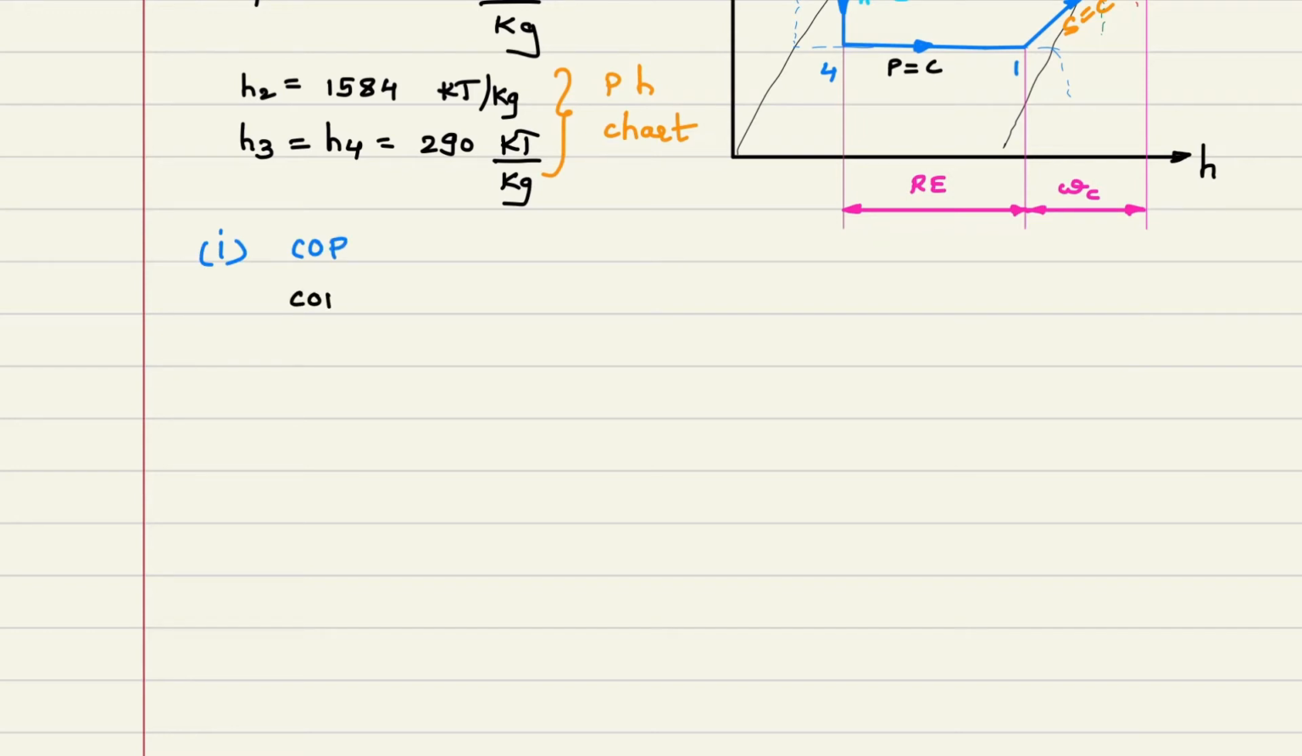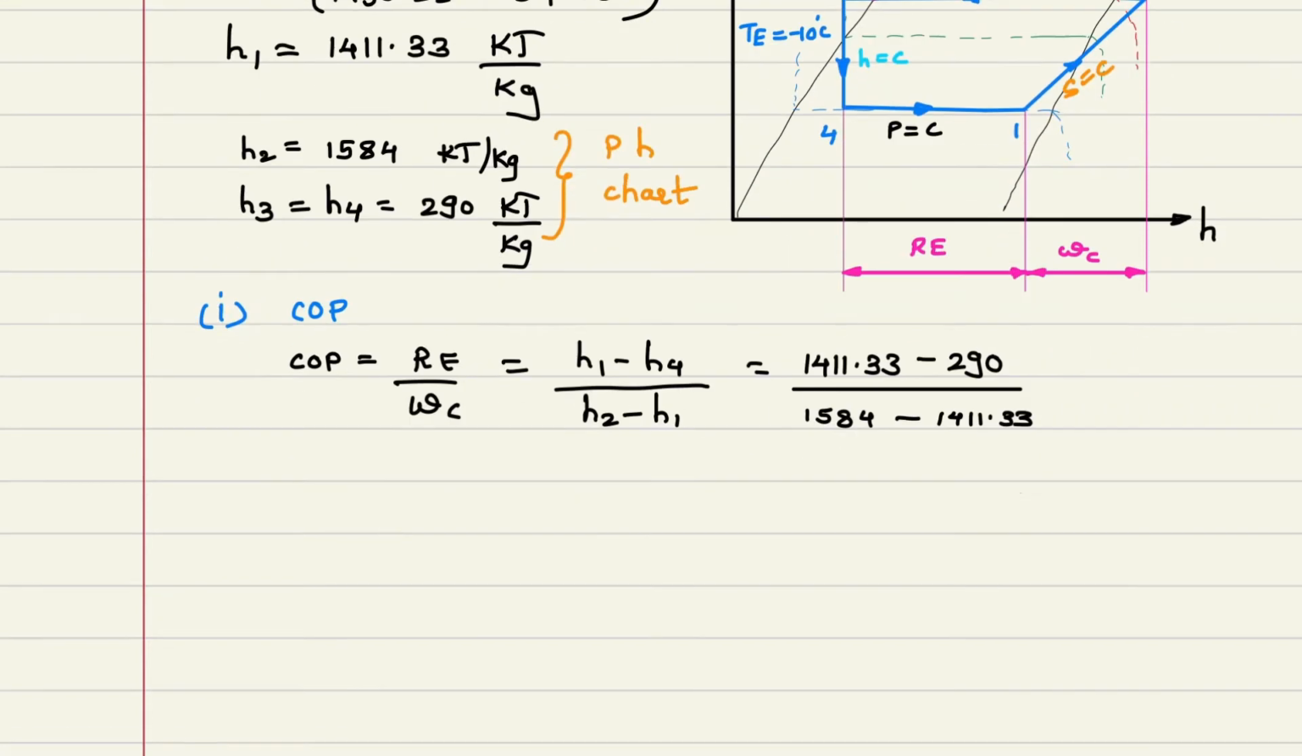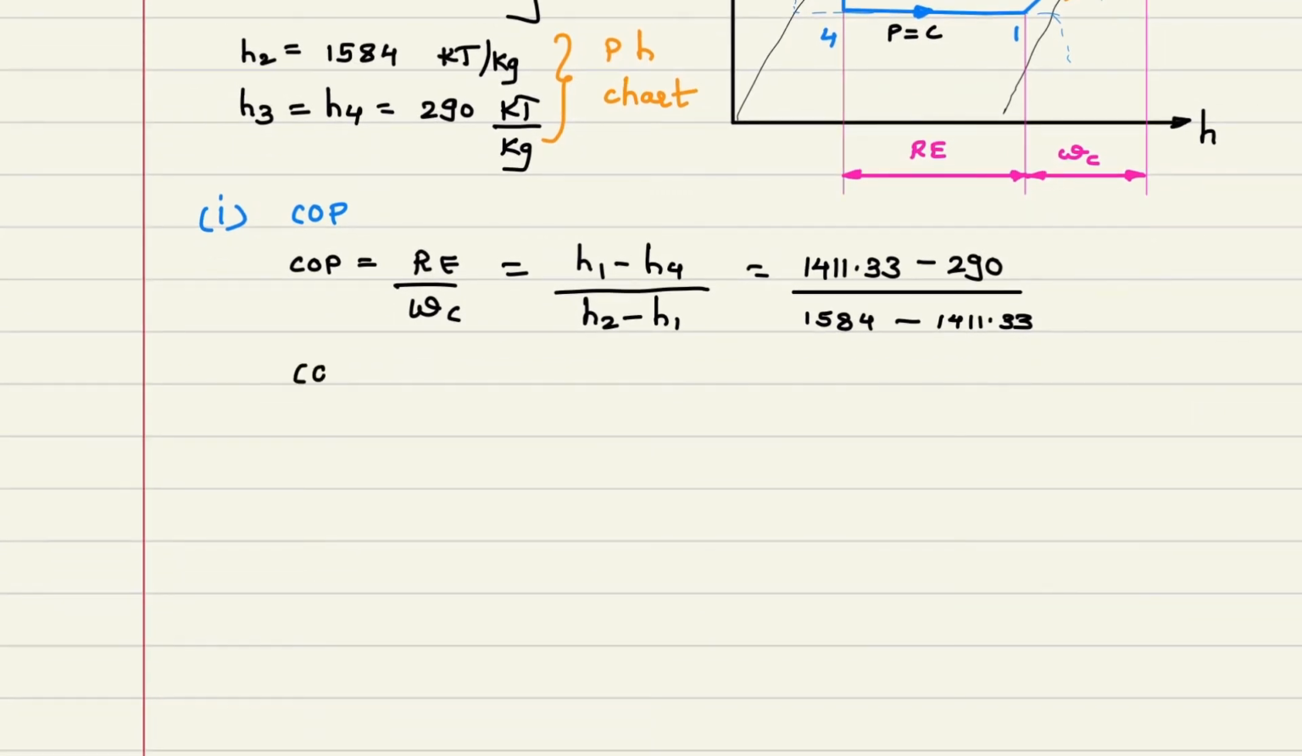COP is equal to refrigerating effect upon compressor work. Refrigerating effect is H1 minus H4 upon H2 minus H1. H1 value is 1411.33 minus 290 divided by 1584 minus H1, which is 1411.33. So the value of COP is 6.49.